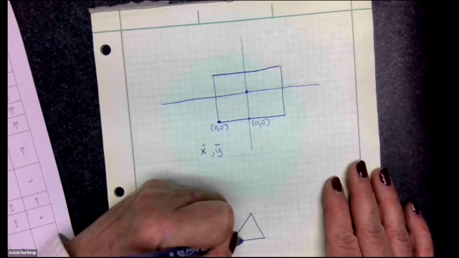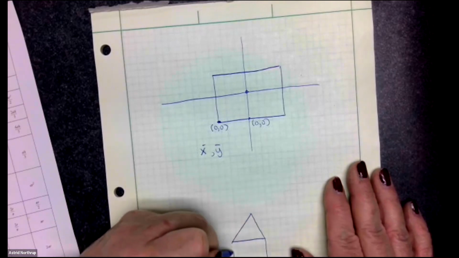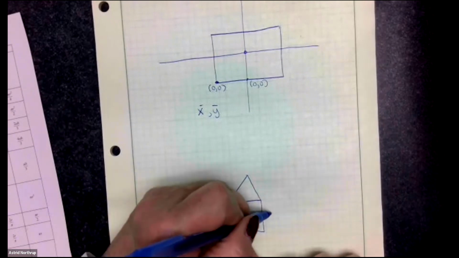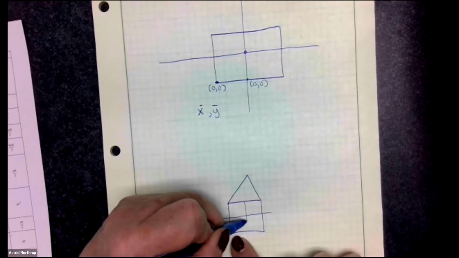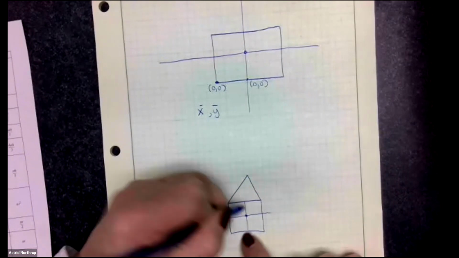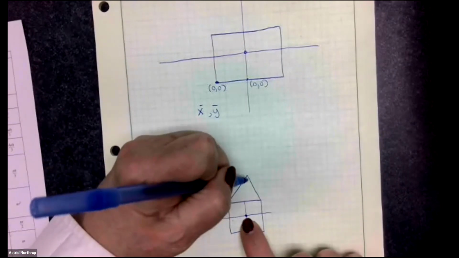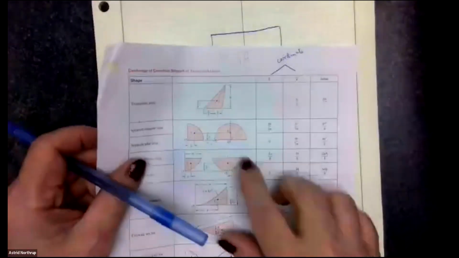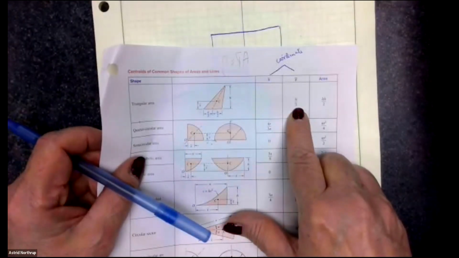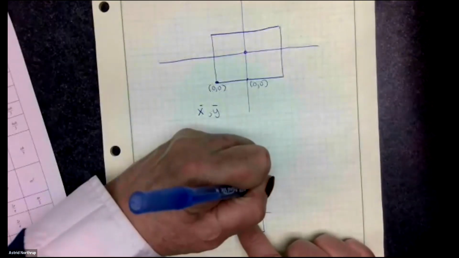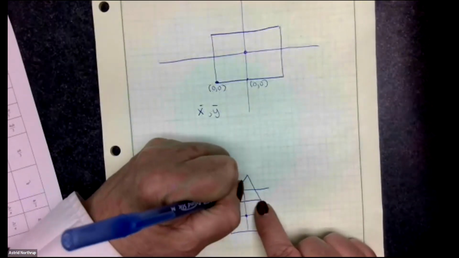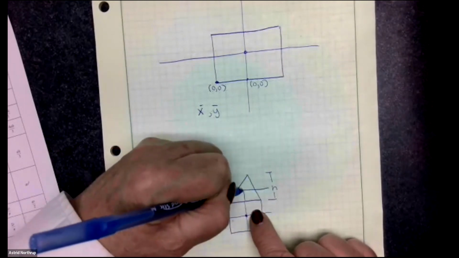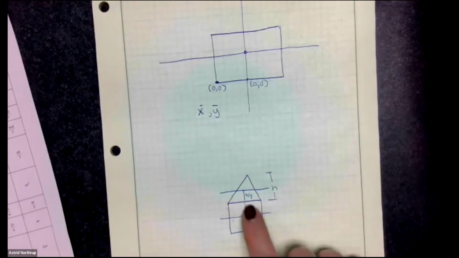But if you have, for example, this would be a composite shape: a triangle on top of a rectangle. The centroid of this is here, and my drawing shows me right here that for a triangle, my y bar is h over 3. So that means that my y bar is going to be somewhere here, where if this is h, this is going to be h over 3.